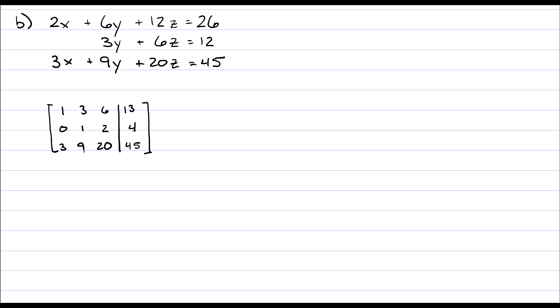Okay, so this is the augmented matrix I'm going to start with. Looking in the first column, I already have a 1 exactly where I want it. So my first step is to turn this 3 into a 0. To do that, I take the first row and multiply by minus 3. And that gives me minus 3, minus 9. Then I have 6 times minus 3, which is minus 18. 13 times minus 3, which is minus 39.